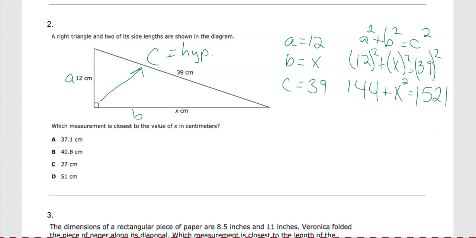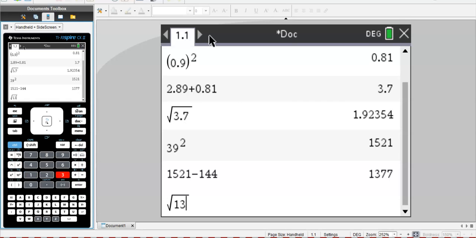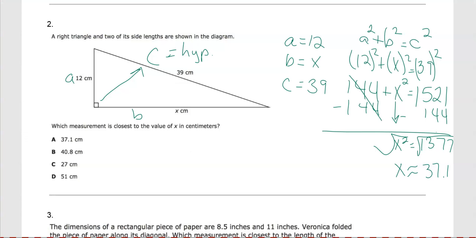All right, so now the equation reads 144 minus x squared equals 1521. So we're going to subtract 144 from both sides, and 144 minus 144 is 0. Bring down the x squared, and that is going to equal 1,377, and then we're going to take the square root of that number. So square root of 1,377 is equal to 37.108. And our answer choices do include an answer that says 37.1. So A is our answer.